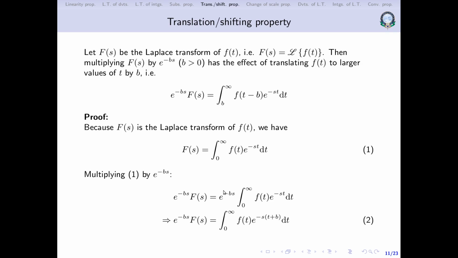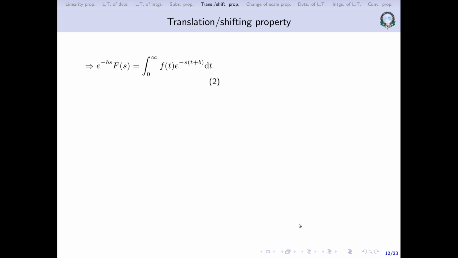So I can take this e to the power minus bs inside and combine this with the other exponential function that we have here. So e to the power minus s, I can take minus s common, so it will give us a t plus b inside. Okay, so this is what we get. So call this equation number 2.